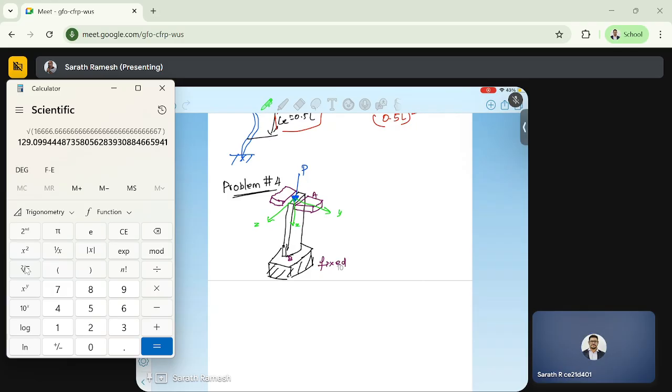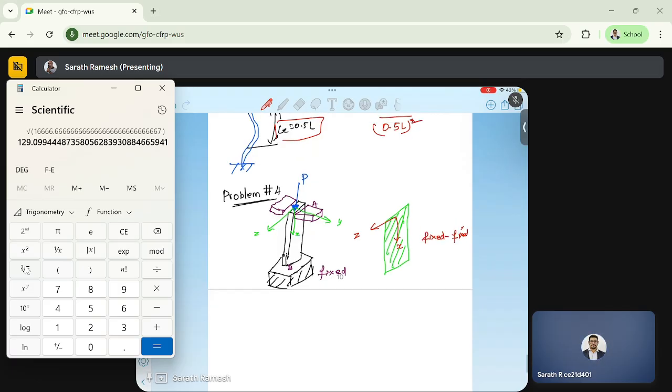Okay, so in the x z plane, it is free, whereas in the xy plane, this is x and this is z, in this plane, it is fixed, right?